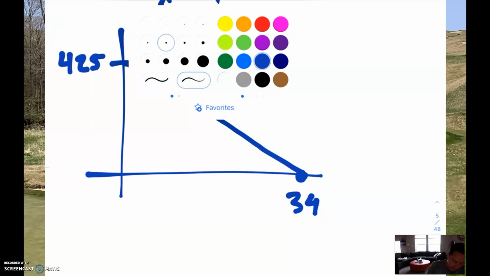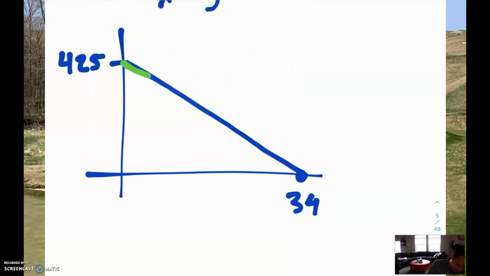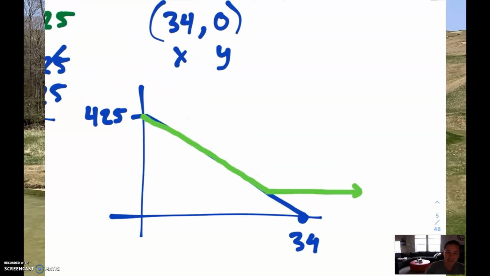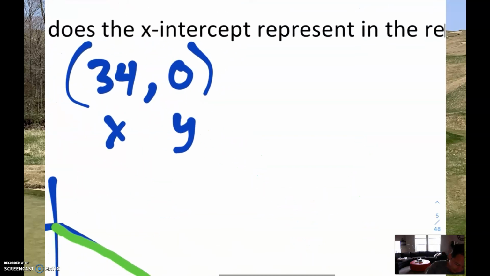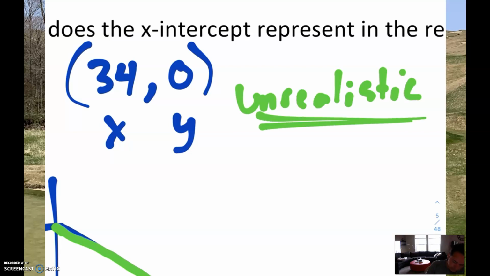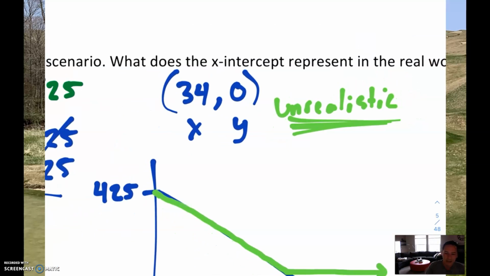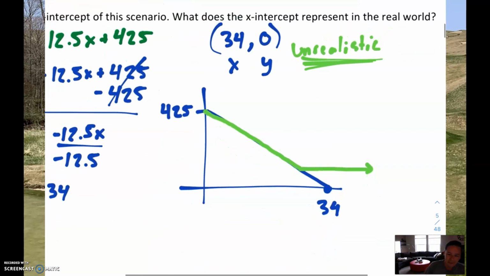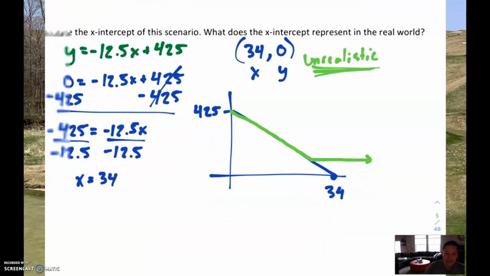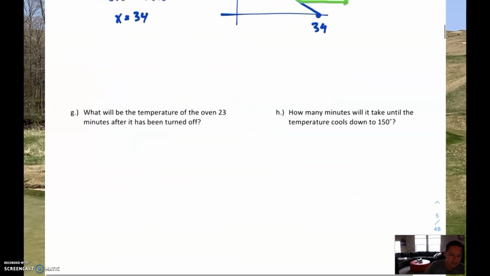What's going to happen is it's going to start at 425 and go down, down, down until you get to room temperature. And room temperature would be probably 75 degrees. And then it would actually flatten out and look like that. So the x-intercept in this case is unrealistic. So I'm going to say it's unrealistic in the real world because that won't happen. You won't have an oven that goes down to 0 degrees. So sometimes your model breaks down and you can't use it for all sets of data, and that's fine.